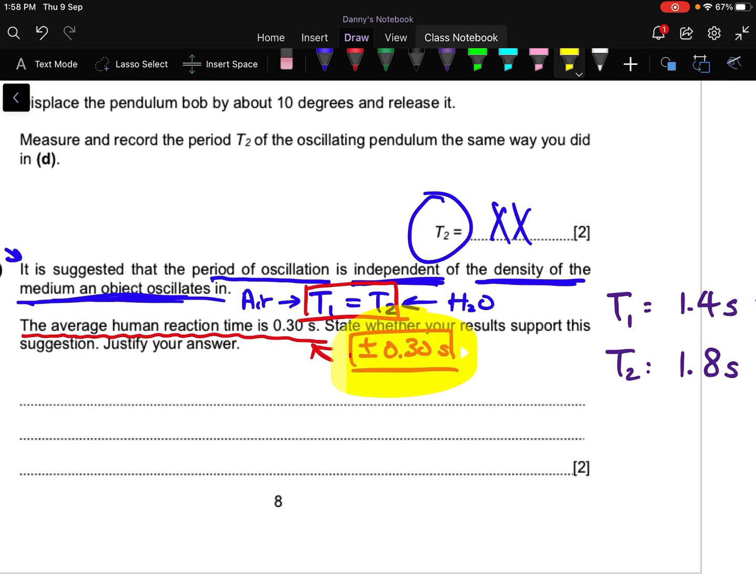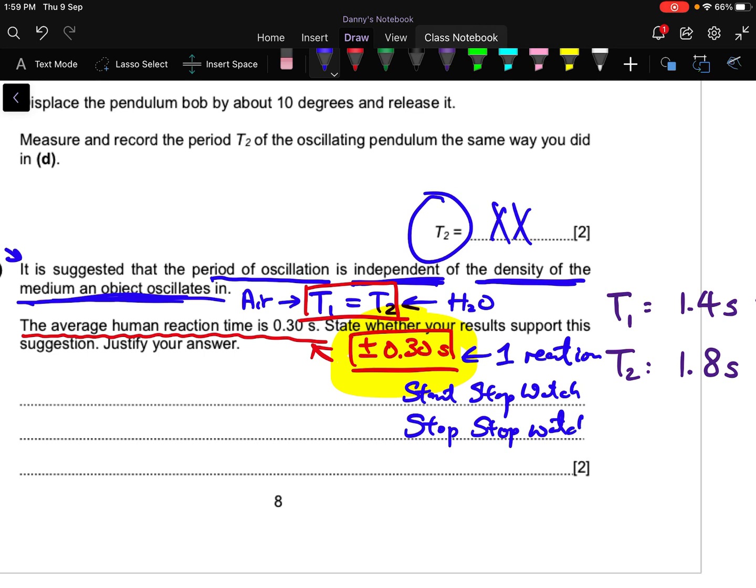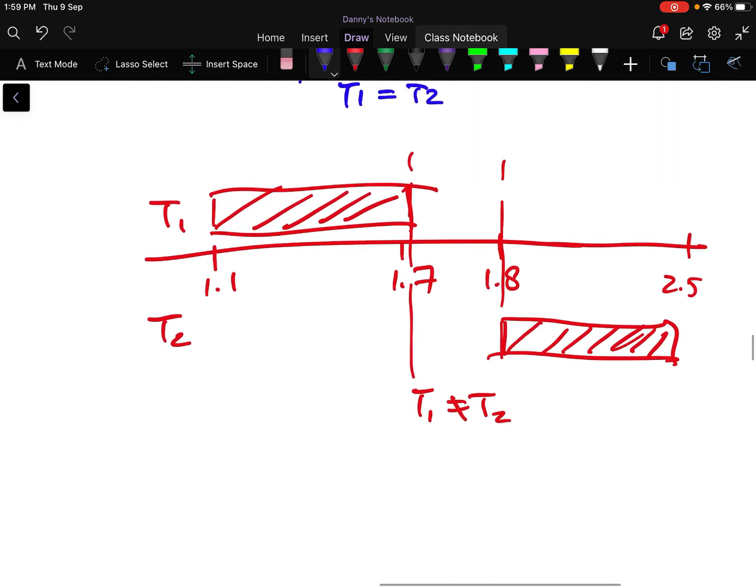And do not forget that for this particular value, this is for one reaction. When you want to take timing, you will have to start your stopwatch and you will have to stop your stopwatch. Each time you start and stop, you are reacting. So it means that the combined reaction time for your period is actually plus minus 0.6. So it means that in this particular case, what the person needs to do is, I need to add another 0.3.